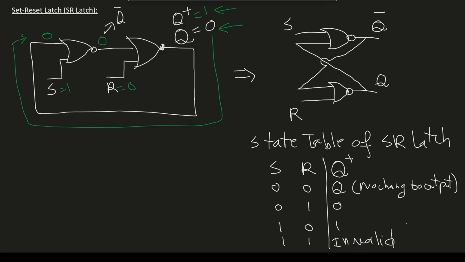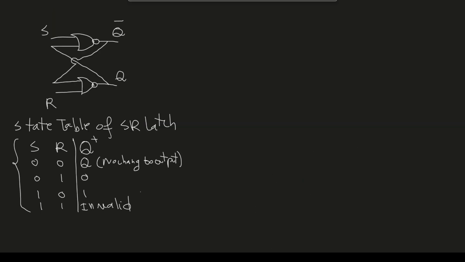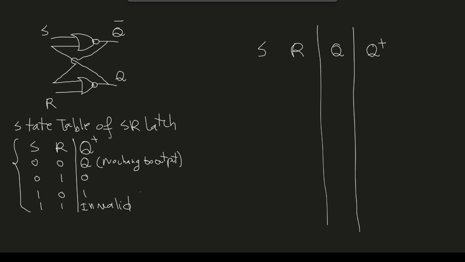Now let's prove this table. How did we obtain the next state? To prove this table, let's list the inputs S and R, the current state denoted by Q, and the next state, which is Q plus. Let's go over the cases we may have. For S and R, we have 0, 0, and then Q could be 0 and could be 1.